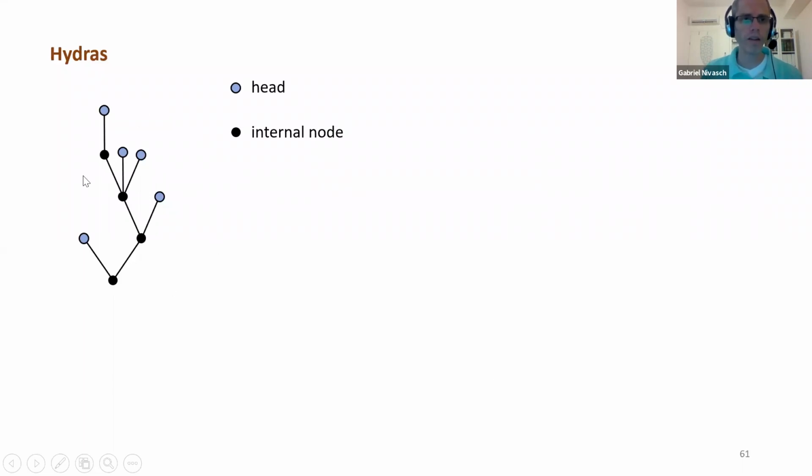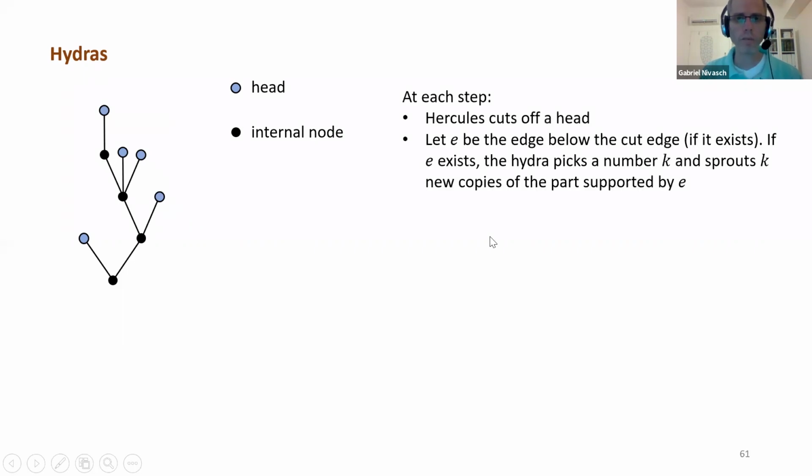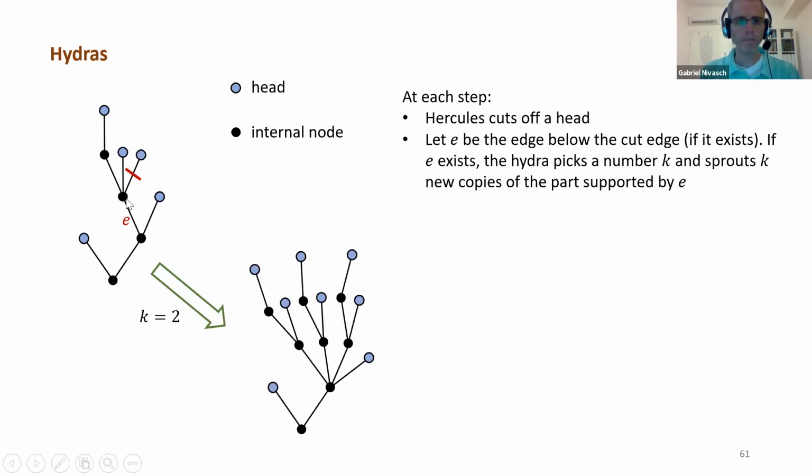Okay, so this is a hydra. It has internal nodes and heads. The heads are in blue, and Hercules comes at each step and cuts off a head, whichever head he wants. And then the hydra does like this. Let's say Hercules cuts this head. Then you take this edge E, which is below this edge, and the hydra picks some number k and sprouts k copies of everything that's above E, including E. Okay, so if k equals 2, then the hydra sprouts 2 new copies of all this part, and now you have 3 copies. And then Hercules comes again and cuts some head.